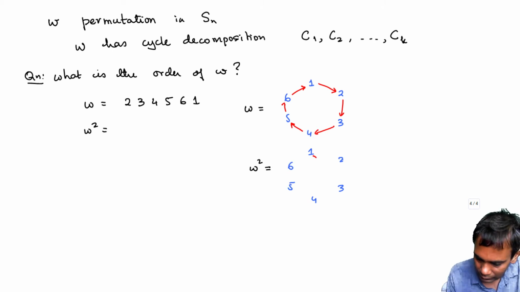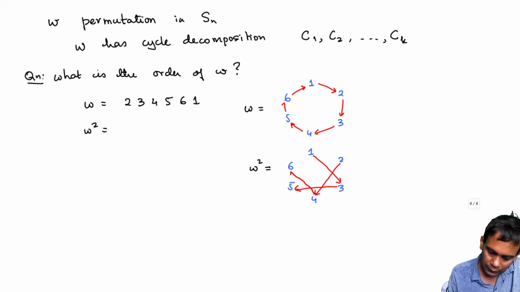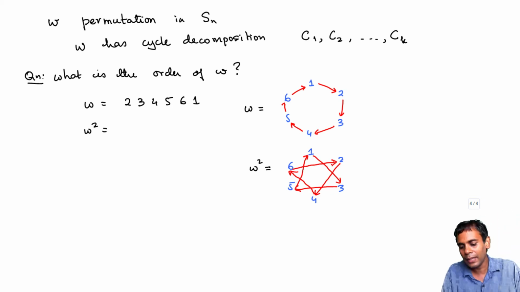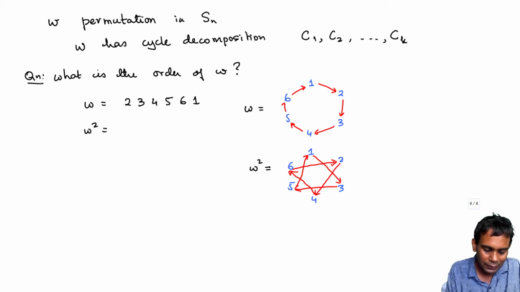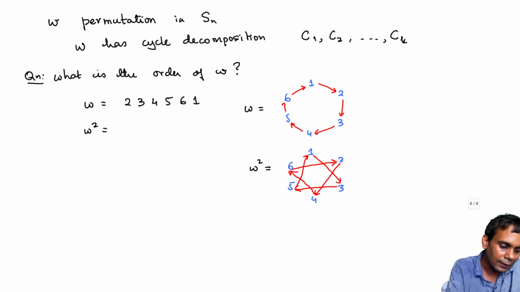One goes to 3, 2 goes to 4, 3 goes to 5, 4 goes to 6, 5 goes to 1, and 6 goes to 2. So it doesn't have the same cycle structure. But anyway, we don't really care about the cycle structure of W squared. We just want to know whether W squared is the identity or not. Well, to check that is very easy.